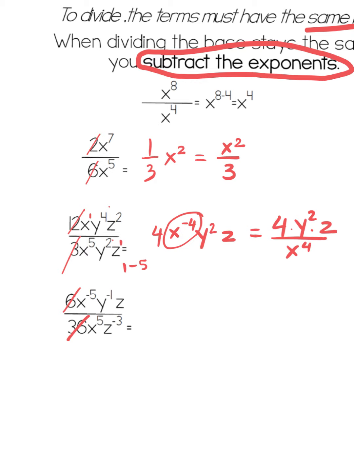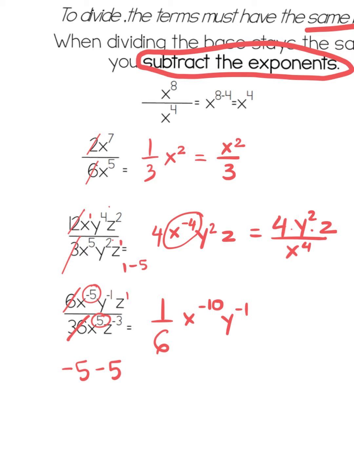6 over 36 will be 1/6. x^-5 and x^5. So we have the numerator exponent subtract the denominator exponent. So negative 5 subtract the positive 5 will give x to negative 10. Y by itself, so we rewrite it.